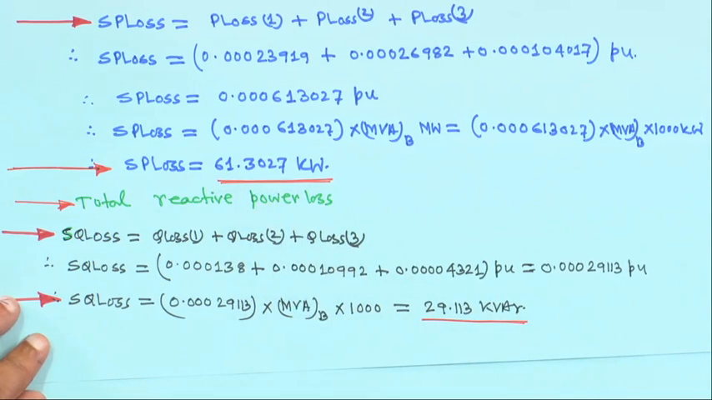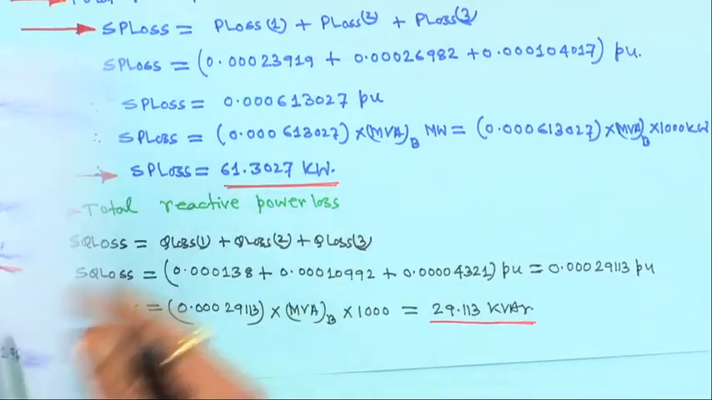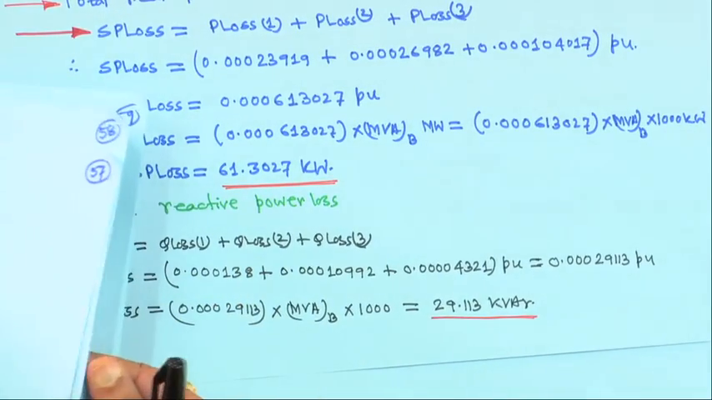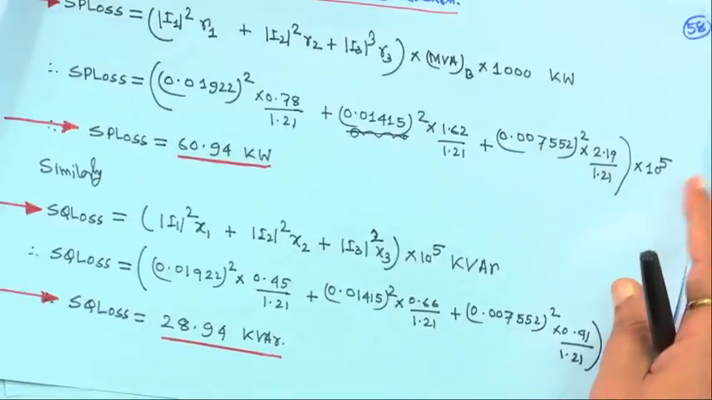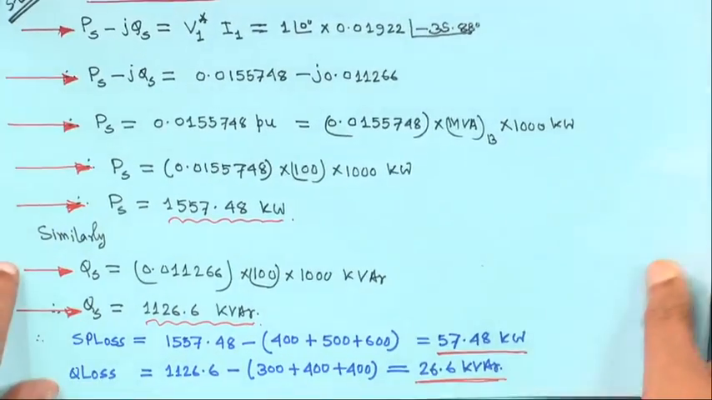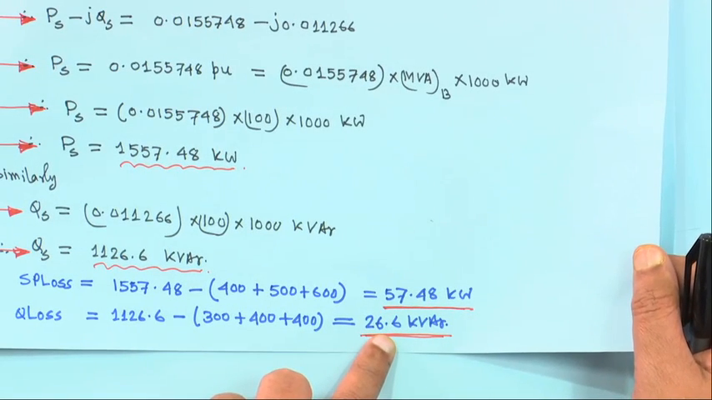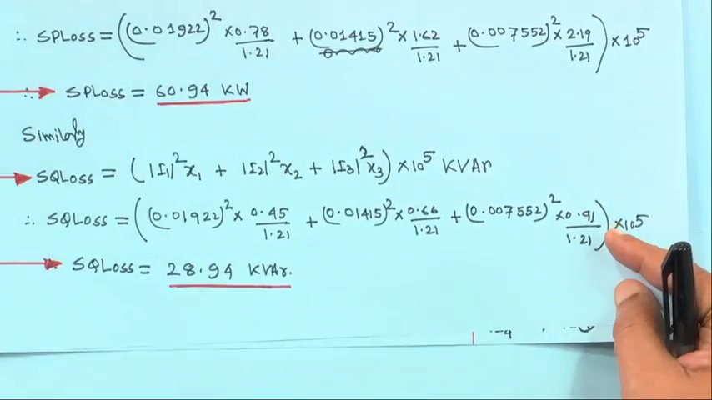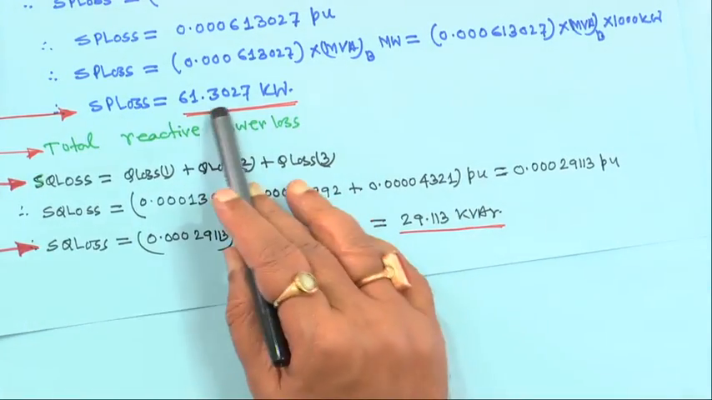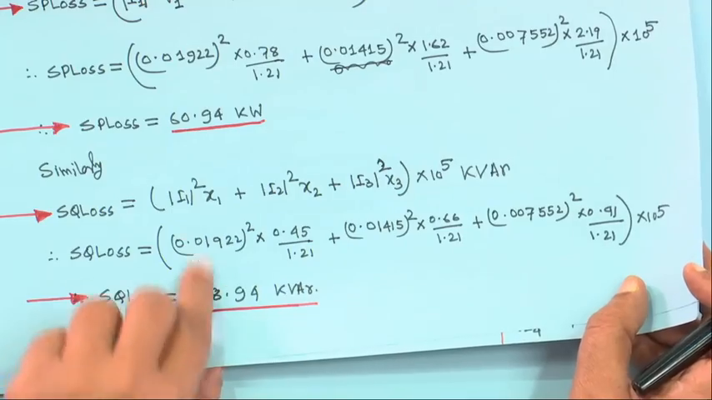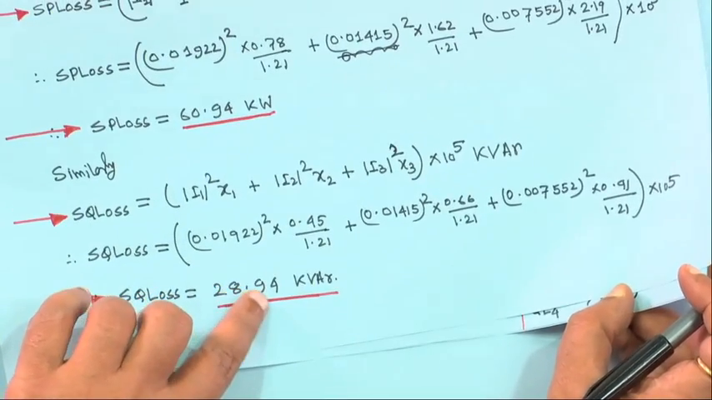In this case, if you compare the results of method 1 and method 2, what difference can we observe after the second iteration, right. In method 1, when you take the injected power at the substation, it is coming 57.4820. I told you the difference is because the solution is not completely converged, right. But if we do the I square R loss here, it is coming 60.94 kilowatt. In method 2, it is coming 61.3027, but the I square R method here is coming 60.94, right. Similarly, here it is 29.113 and here it is 28.94.